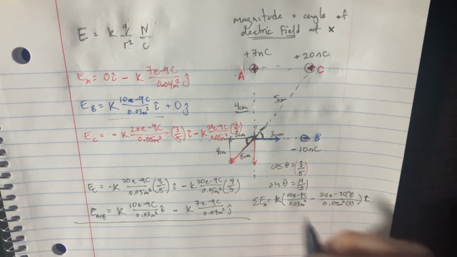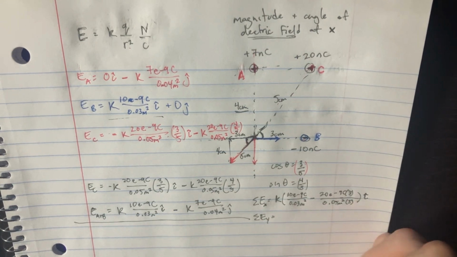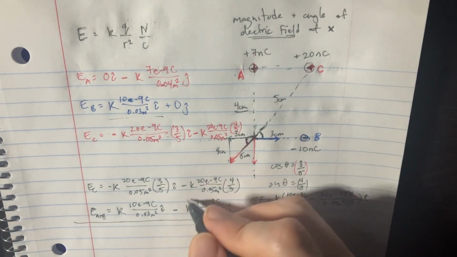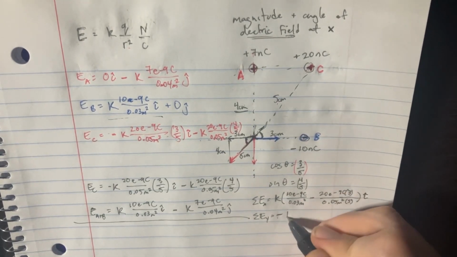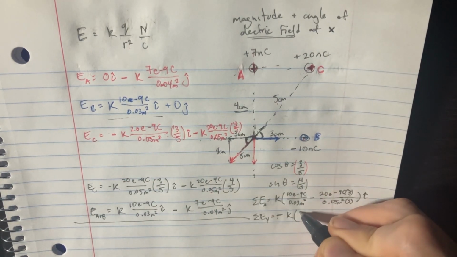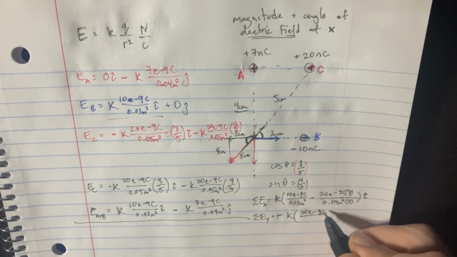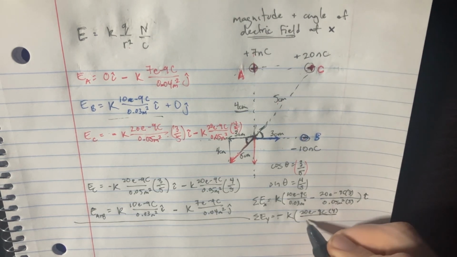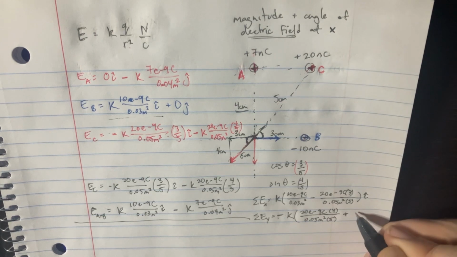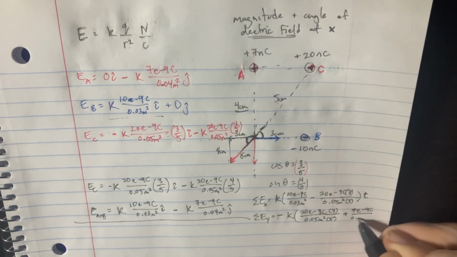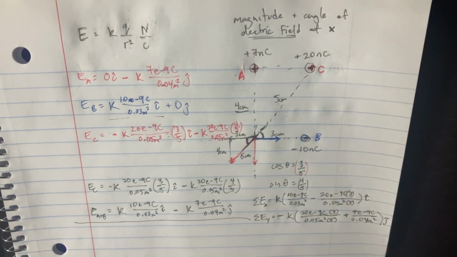All right, this is the x direction. And then if we did the same thing for E_y, we would get K times these two things added together, so it's all going to be negative K here. Negative K, and then you just add those two together, so 20 e to the negative 9, times 4 divided by 5, there's going to be 0.05 meters squared times 5 on the bottom, and then plus 7 e to the negative 9 C. Okay, so that's for the j direction.